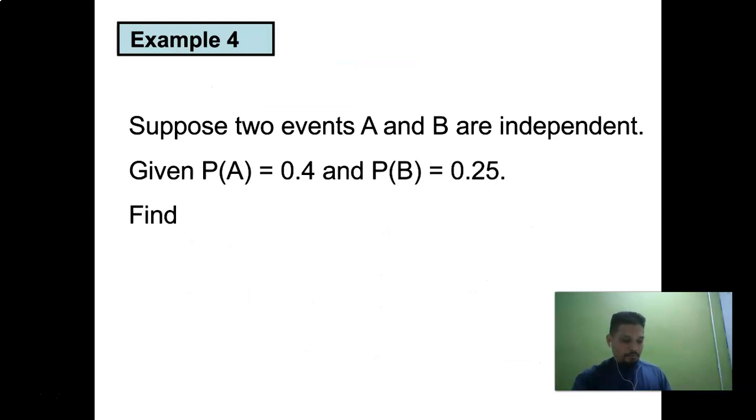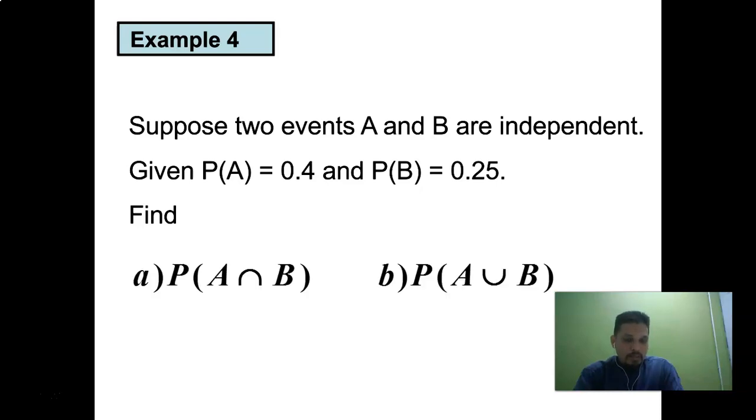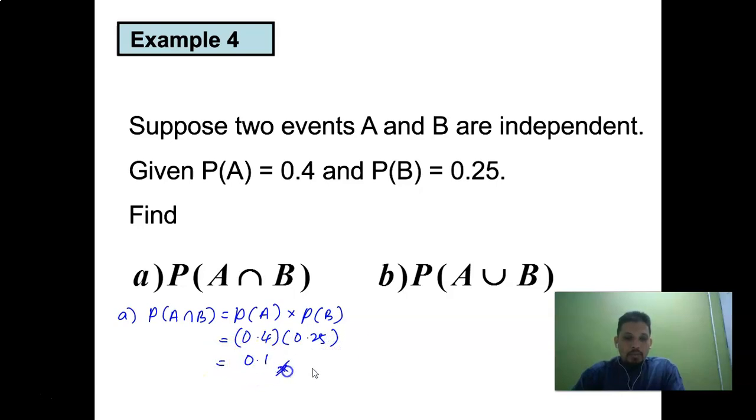Example 4. Suppose two events A and B are independent. Given probability of A is 0.4 and probability of B is 0.25. Find the probability of A intersect B. Okay, to answer this, for A, the probability of A intersect with B equals the probability of A times the probability of B, which is 0.4 times 0.25, equal to 0.1.